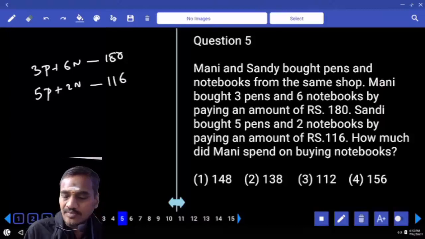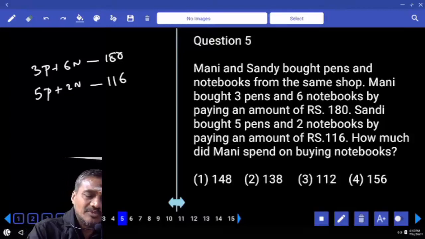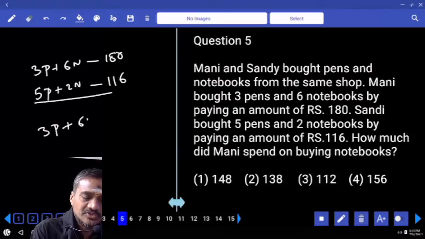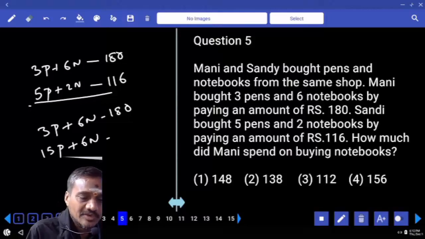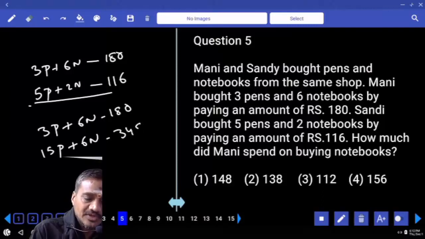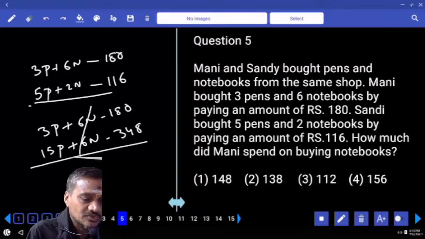Now if you multiply this one by 3, 3 pens plus 6 notebooks equals 180. And in the same way, 5 into 3, that is 15 pens. And next one, 2 into 3 is how much? 6 notebooks equals 116. We have multiplied this one by 3. That means 348. Now if you subtract between these two, now 12 pens equals how much?